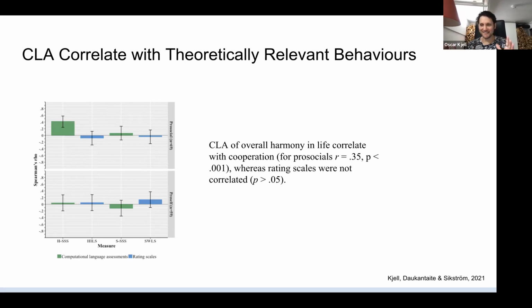And what we found was that CLA, computational language assessment of overall harmony in life, correlated with cooperative behavior, whereas rating scales didn't. So that's some initial result showing that computational language assessment might actually capture and differentiate between two otherwise very closely related rating constructs. Correlations between the rating scales are often very high, like around 0.8.